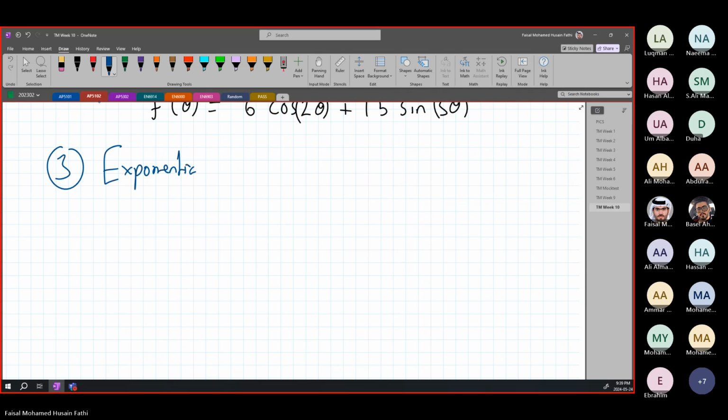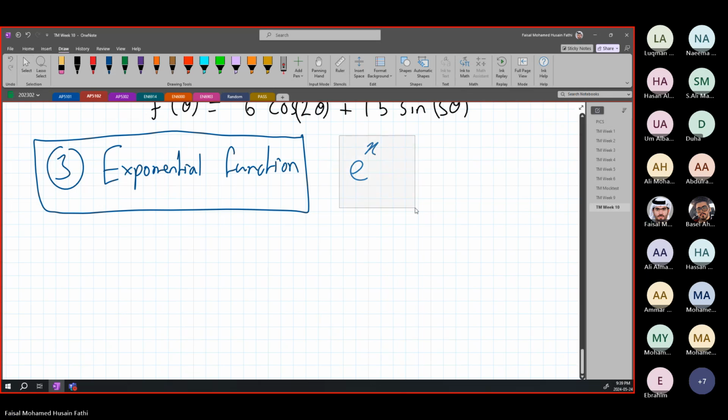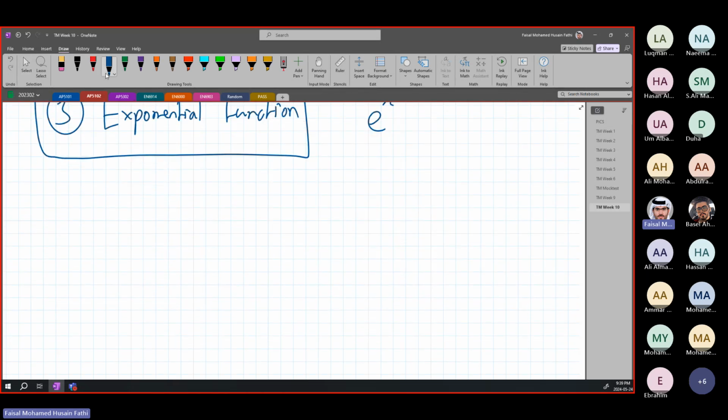Exponential function. What do I mean by the exponential function? I don't mean that it's x power something. No, I mean that you have your e to the power of x. Okay? This is what is meant by an exponential function. And this might be the easiest differentiation you will ever have to do. Why?